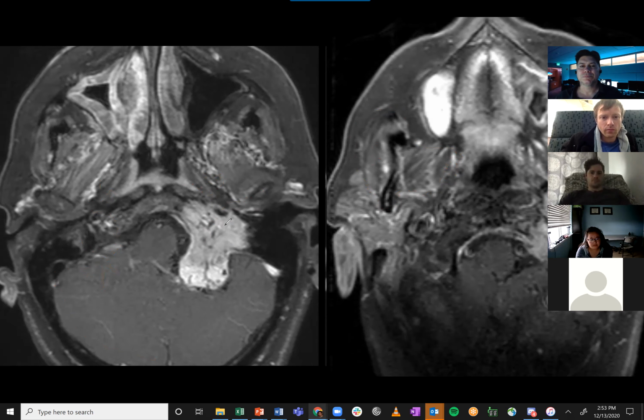Okay, so it's probably a glomus jugulare. Best for a paraganglioma or a glomus jugulare, that's right. So paragangliomas we talk about as salt and pepper, they have a lot of flow voids.